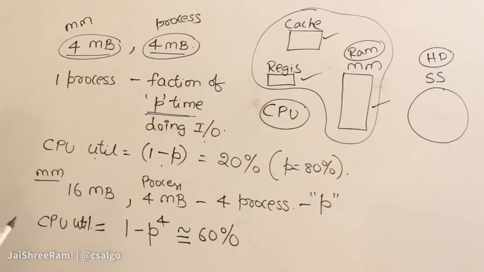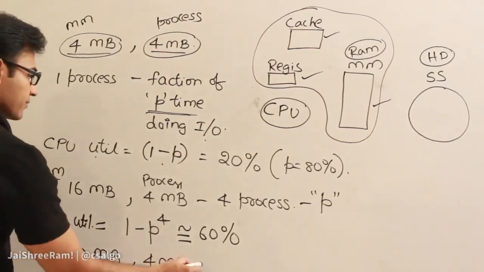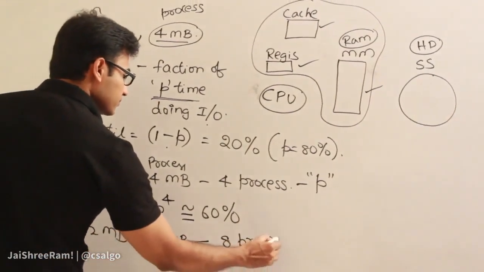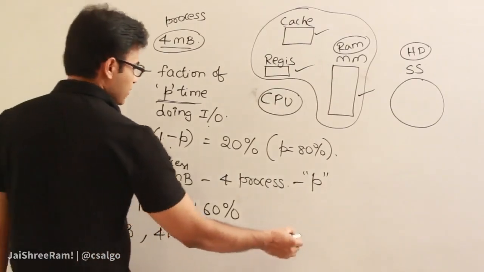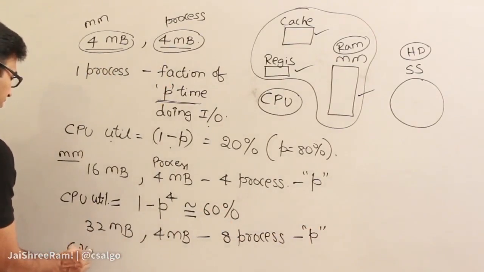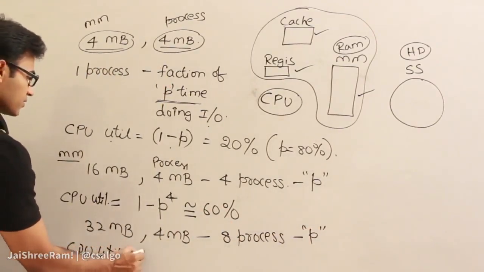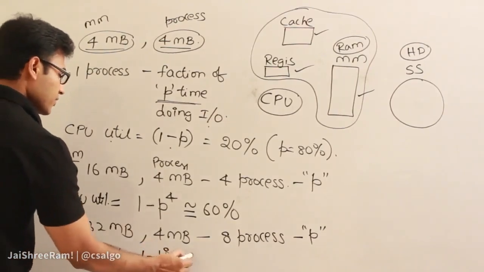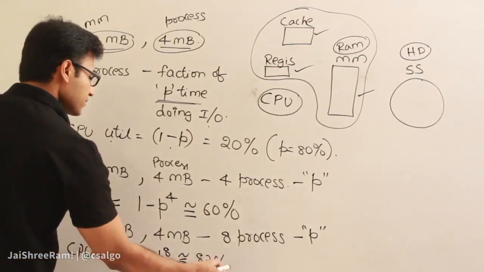Now let's see if I still try to increase it. Let us say from 16 I increase it to 32 MB, and each process is of size 4 MB. Then how many processes can I get? I can get 8 processes, and assume that the same p fraction of time each one is waiting for IO. Then CPU utilization in this case is going to be 1 minus p power 8, right? And it is roughly going to be 83%.